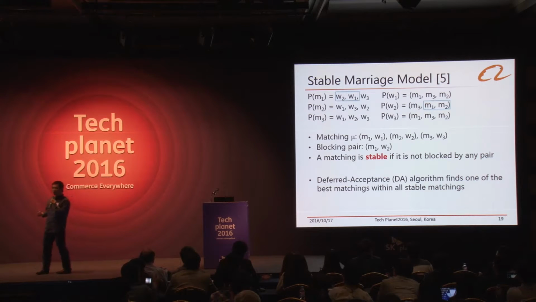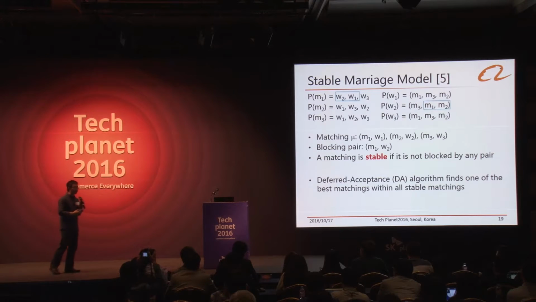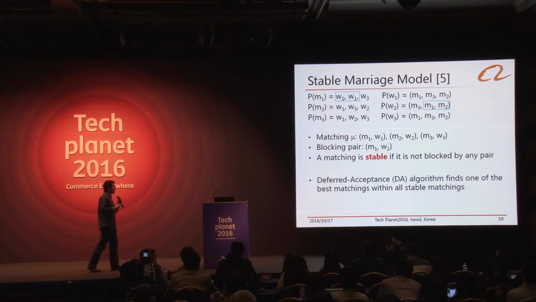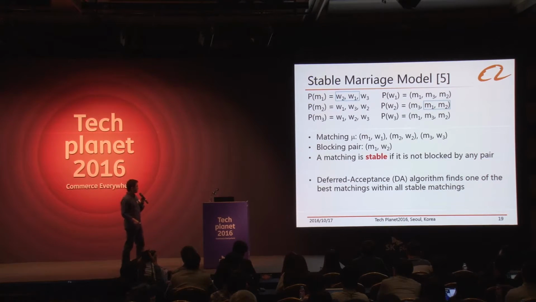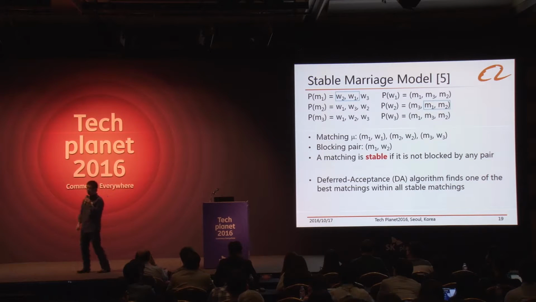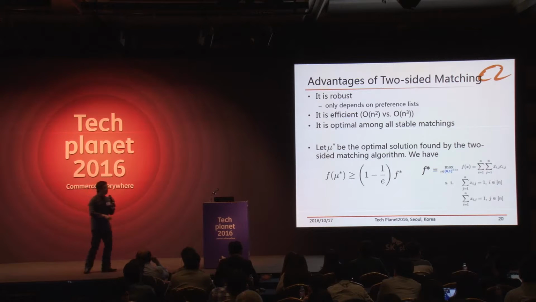Is there any way I can find out efficiently? The answer is yes. It was invented 50 years ago. It's called the deferred acceptance algorithm. It can actually find not only a stable matching, but the best stable matching among all the possibilities.